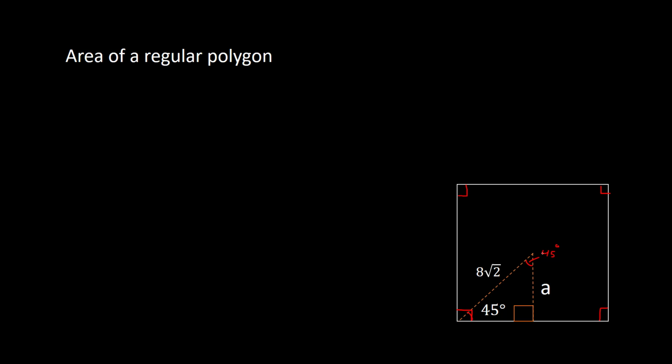And remember, with a 45, 45, 90 triangle, the legs will always be the same, and then I can take one of these leg lengths, multiply it by square root of 2 to get to the hypotenuse.